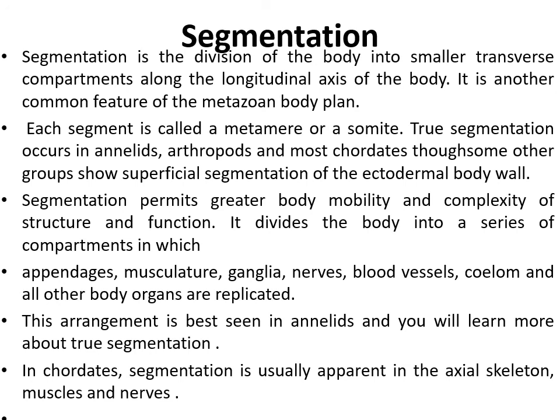It divides the body into a series of compartments in which appendages, musculature, ganglia, nerves, blood vessels, coelom, and all other body organs are replicated. This arrangement is best seen in annelids, where it is considered true segmentation. In chordates, segmentation is usually apparent in the axial skeleton, muscles, as well as in nerves.